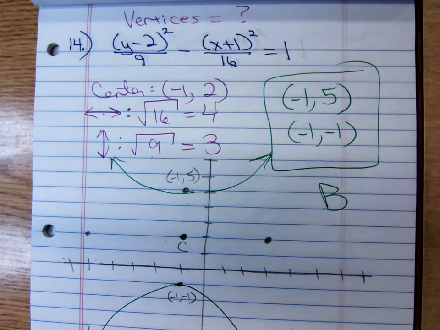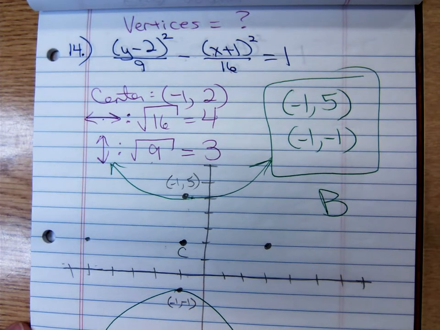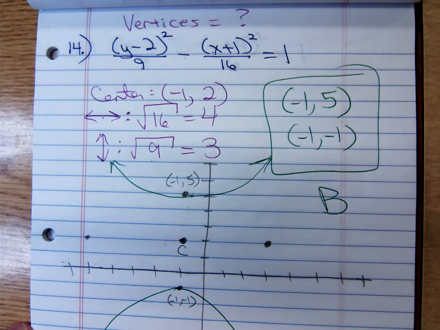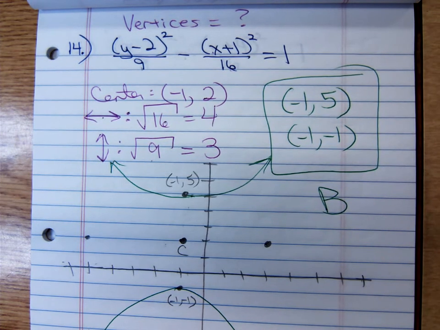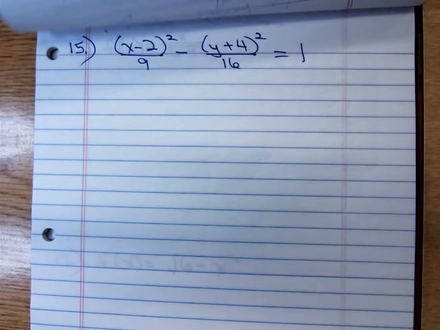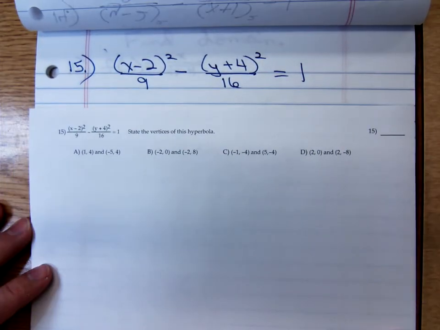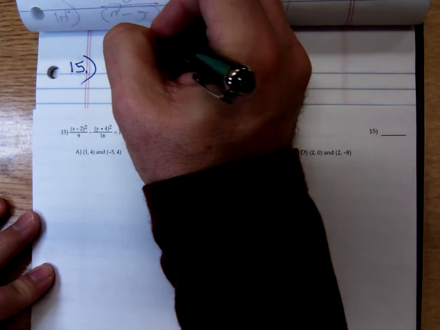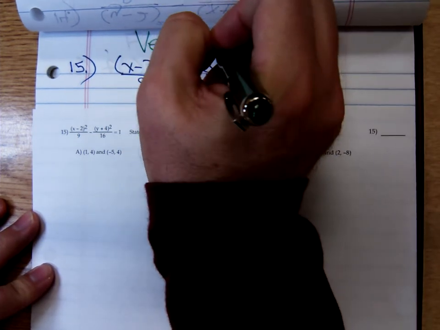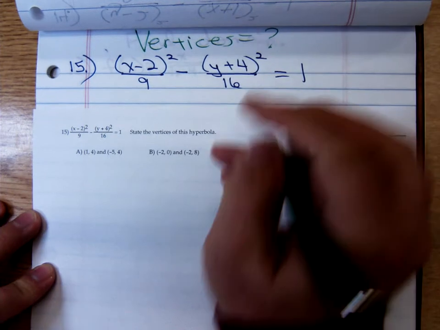So whenever it's y first, though, that's kind of the rule of thumb, right? Whenever it's y first, they're always going to go up and down. That's right. What happens if x is first? Number 15. The same type of problem. They want us to state the vertices.